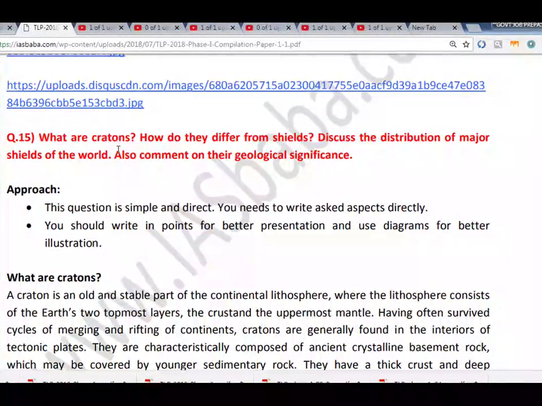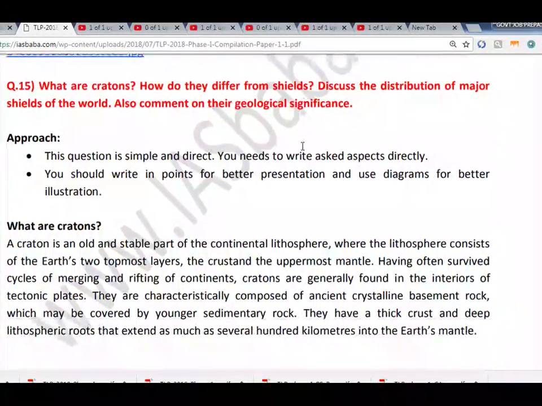Question 15: What are cratons? How do they differ from shields? Discuss the distribution of major shields of the world. Also comment on their geological significance.